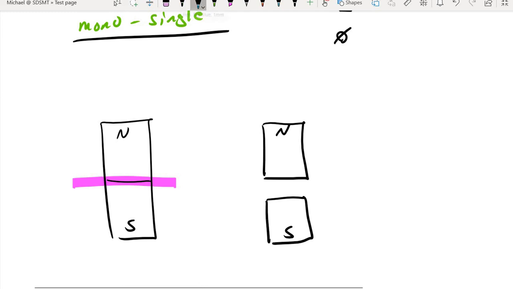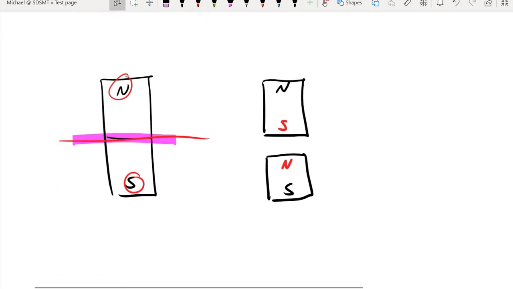Well, no. We would just have two smaller bar magnets. And the line in which we cut this thing in half, the opposite end of the top north would now be a south, and the opposite end of the bottom south would be a north. And so we just have two smaller magnets. And because we've cut the magnet in half, not only have we produced two smaller magnets, but these two smaller magnets are going to be weaker in the effects that they produce individually.